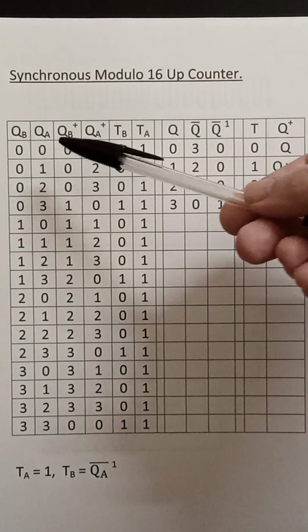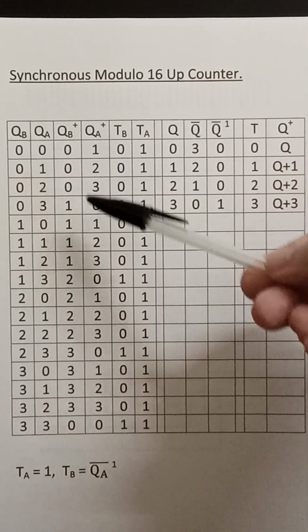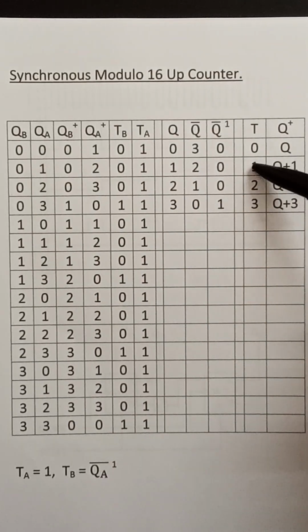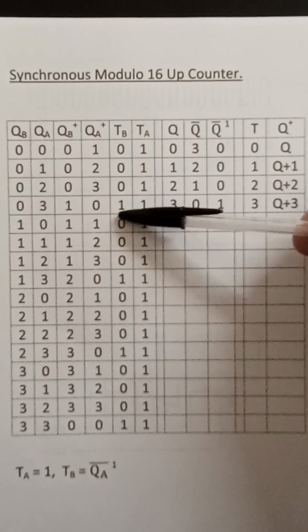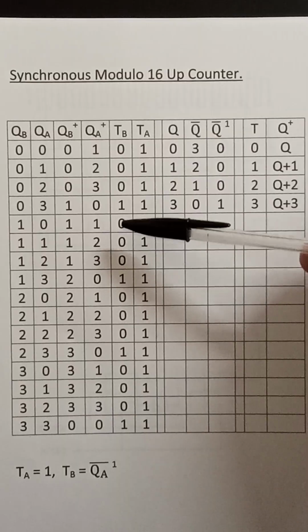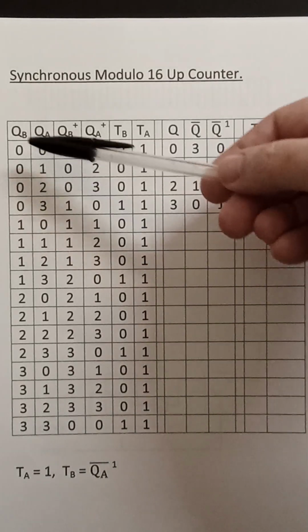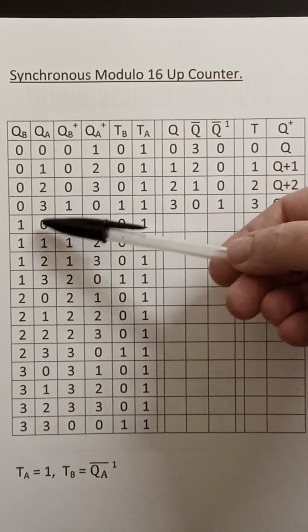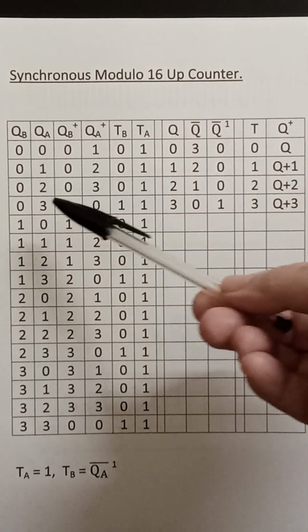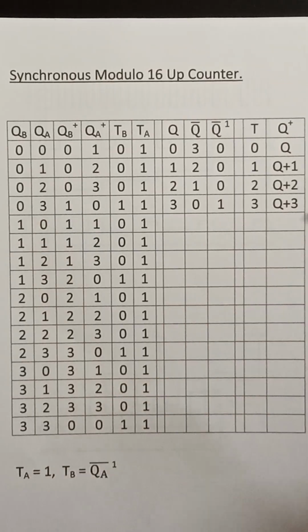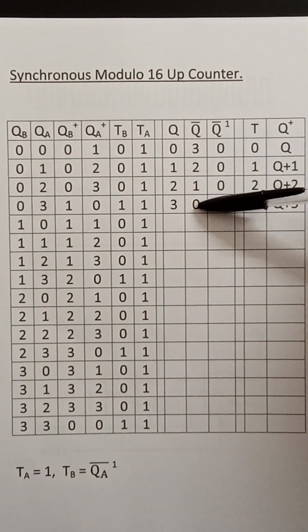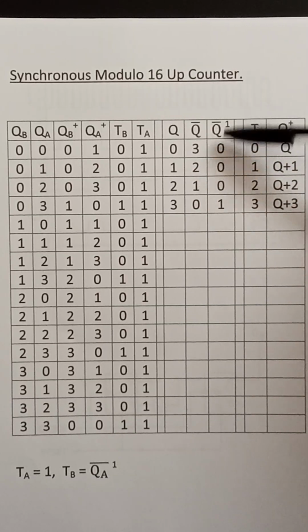So QA counts up all the time, so TA is permanently set to 1. If T is a 1, Q plus is Q plus 1. And QB only increments on a transition of QA from a 3 to a 0, so TB is a 1 when QA equals a 3. So if this is QA, this is not QA, and this is QA, not QA1.